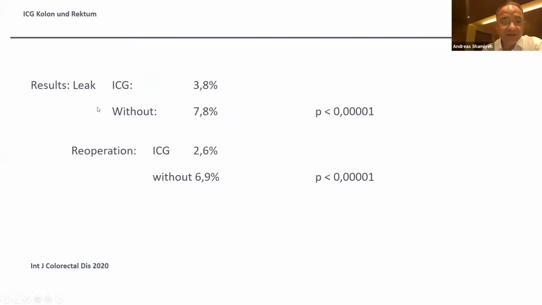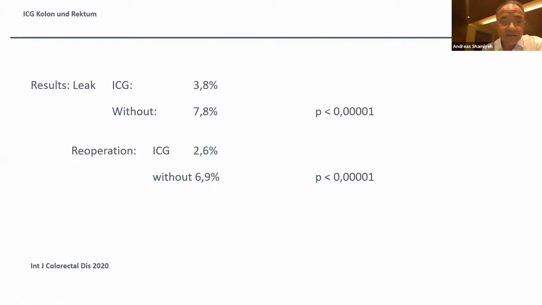And they found in the leak rate in colorectal surgery that the overall leak rate in the ICG group was 3.8%, in the group without 7.8. It's almost double. It's statistically highly significant. And the reoperation rate was in the ICG group 2.6%, and then the regular group without ICG almost 7%. Also highly significant if you use the indocyanine green.